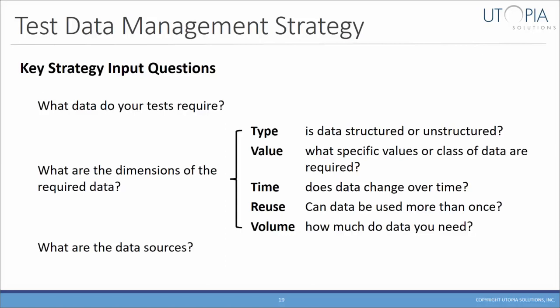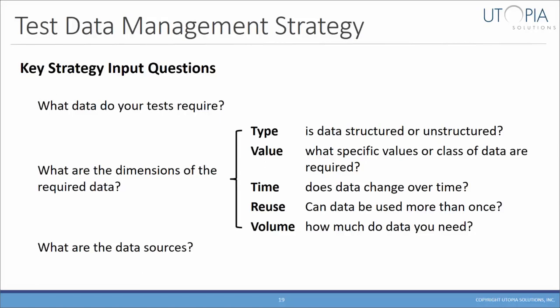First is the type of data, and in most cases this means if it's structured, for example, data in a relational database, or unstructured, where there's maybe no fixed format, length, organizational pattern, etc. Of course, the value of the data is important, either a specific value or a specific class of values that are important for the test. Time is also an extremely important dimension. A lot of times when we have tests that pass for a period of time and suddenly start failing, time turns out to be the culprit.